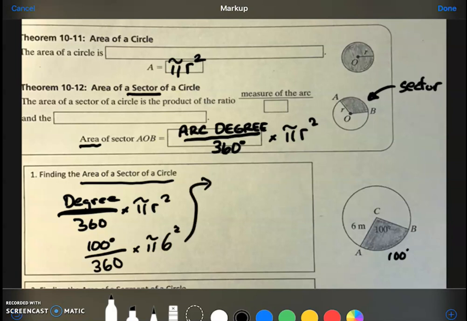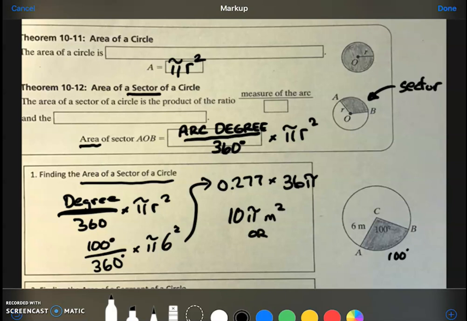I went through this already. 100 divided by 360 is 0.2777, so the shaded region is about 27% of the circle. 6 times 6 is 36 pi. This ends up being 10 pi. That is the area of the sector. We would call this meters squared.